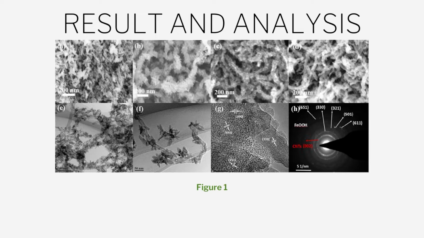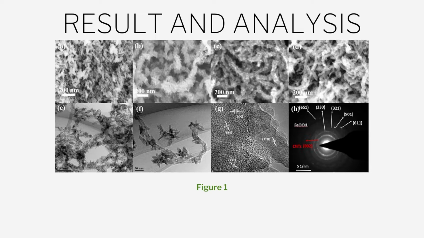The spacing of the observed lattice planes are approximately 0.741, 0.254, and 0.247 nanometer, which are consistent with the spacings for the 110, 211, and 330 planes of the ferric hydroxide oxide 1314. The selection area electron diffraction SAED pattern in figure 1H presents a broad and diffuse halo ring, which can be indexed to diffraction of 321, 330, 501, 611, and 651 planes of ferric hydroxide oxide and 002 plane of CNTs.